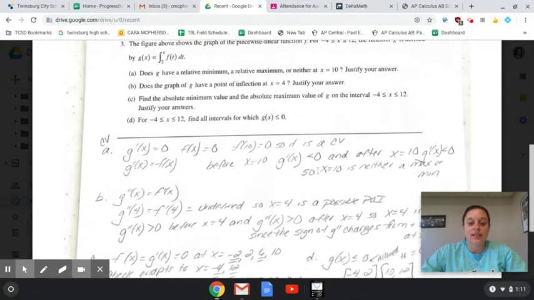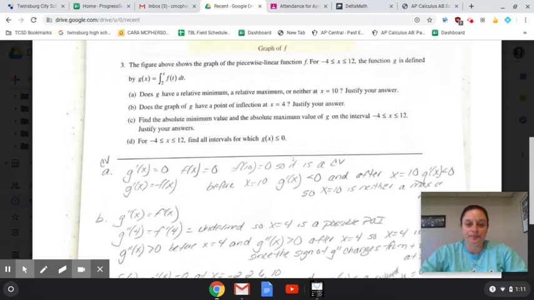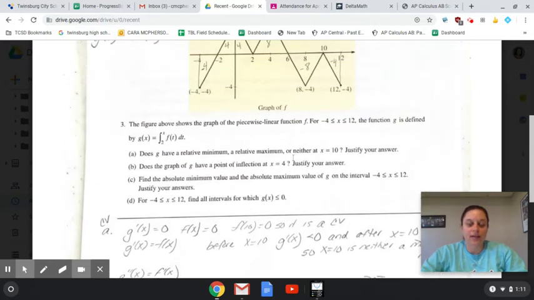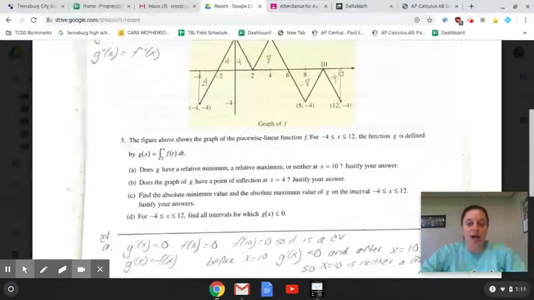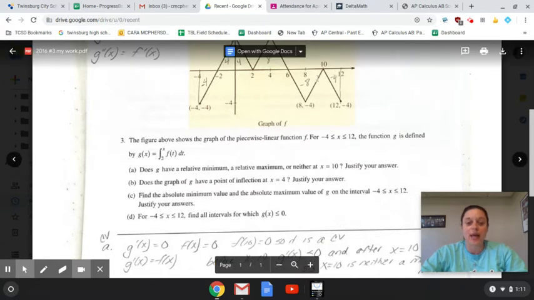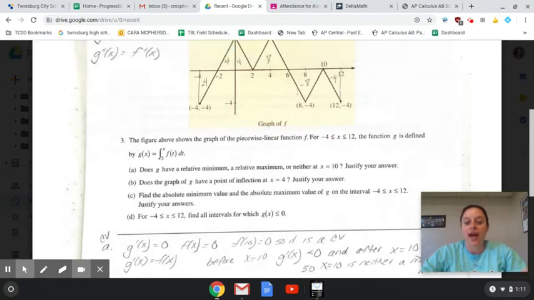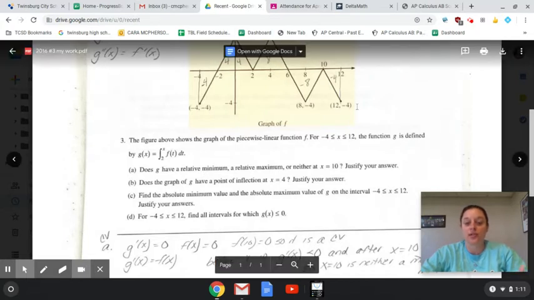To figure out if it is, I want to see if the sign of the derivative changes. To be a maximum, it would have to go from a positive derivative to a negative derivative, or to be a minimum, it would have to go negative derivative to positive. Well, what happens is before 10, f of x, which is equivalent to g prime, is negative because it's under the axis. After 10, it's still negative because it's still under the axis, and that location is going to represent that slope.